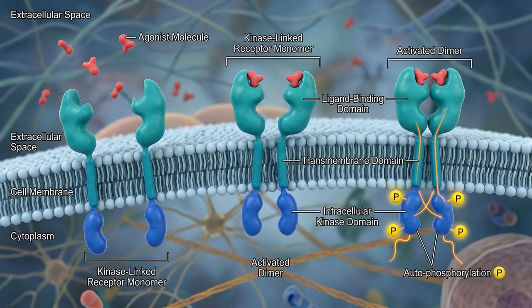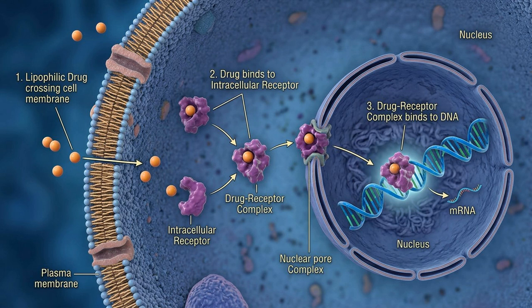Lastly, we have type 4. Receptors that regulate gene transcription. Unlike the others, these are not on the membrane. Because their agonists are typically lipid-soluble, such as steroid hormones, they can slide right through the cell membrane. Once inside, they bind to receptors in the cytoplasm or the nucleus.